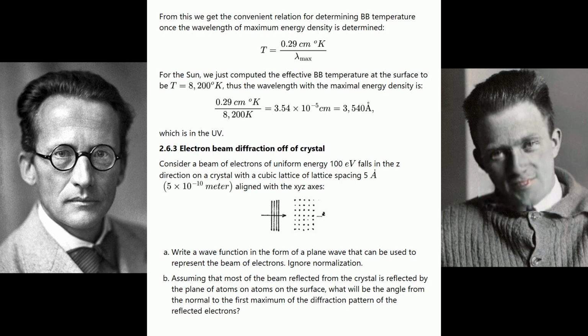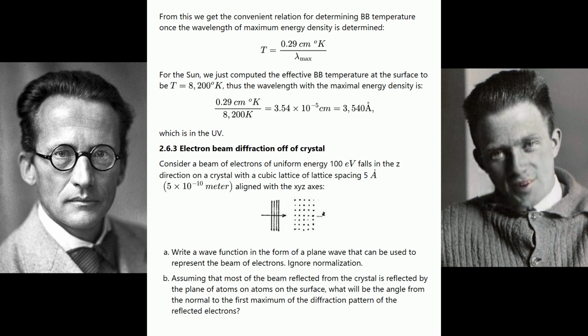2.6.3 Electron beam diffraction off of a crystal. Consider a beam of electrons of uniform energy 100 eV falling in the z direction on a crystal with a cubic lattice of lattice spacing a equals 5 times 10 to the minus 10 meters, aligned with the x, y, z axes. Write a wave function in the form of a plane wave that can be used to represent the beam of electrons. Ignore normalization.